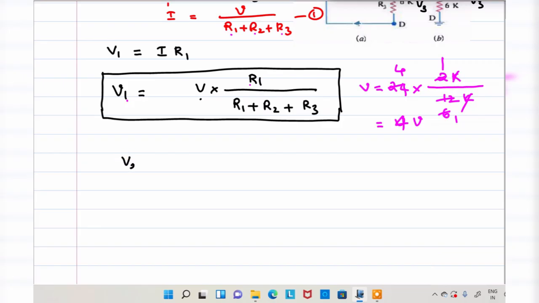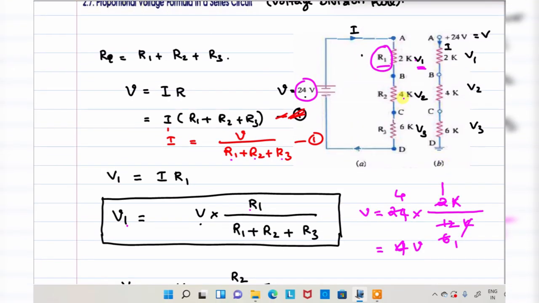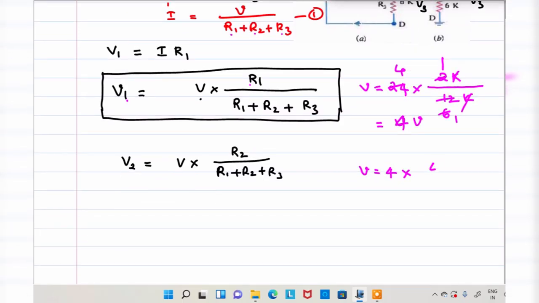Next, similarly, we are going to write another equation. V2 is equal to total voltage into R2 by (R1 plus R2 plus R3). So again we can write it here: total voltage into, you want to find the voltage drop across R2, that means R2 is equal to 4K. So 4K divided by total resistance 12K, 1 time, 3 times, 1 time, here 24.